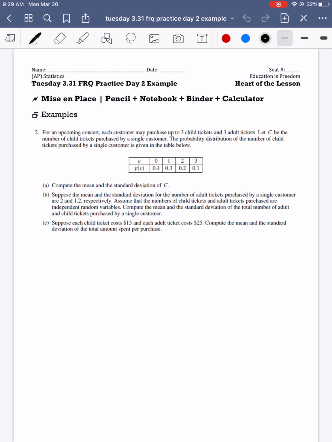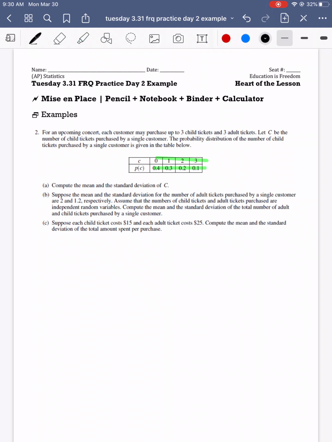Well, I know that we're given a probability distribution here where we essentially have these C values, but these are essentially X values like we are normally seeing, and then this is the probability of each of those events occurring. So the probability that 0 child tickets are purchased is 40%. Probability of 1 child ticket being purchased is 0.3. 2 tickets is 0.2, and 3 tickets is 0.1.